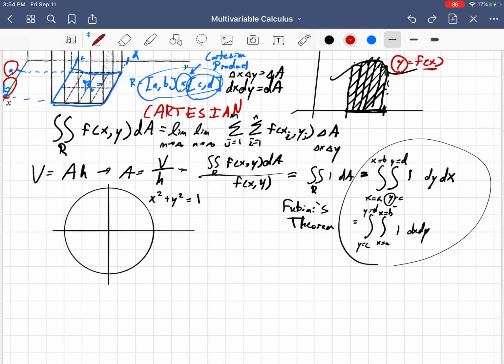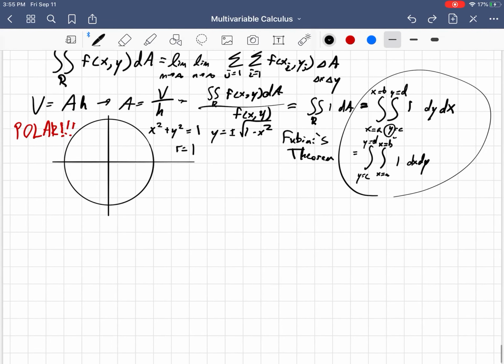So when you see circle, you should immediately think polar, right? Polar is so much better for describing circles, right? Because now this circle just becomes r equals 1 instead of y is equal to plus or minus the square root of 1 minus x squared. That's kind of yucky. Here in polar, r is equal to 1, right? And that describes that full circle.